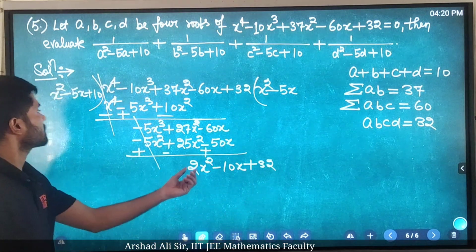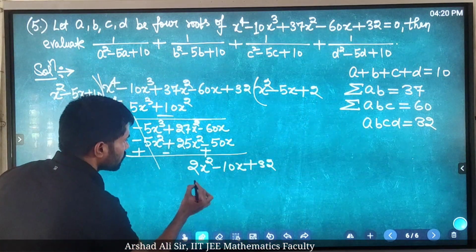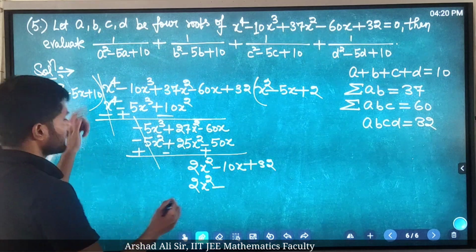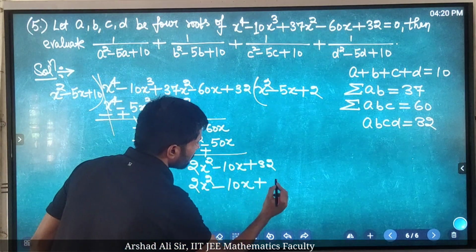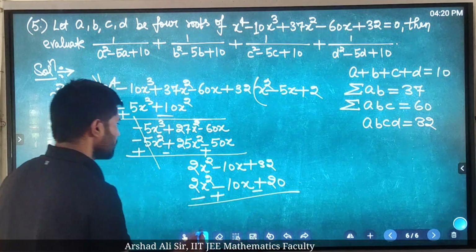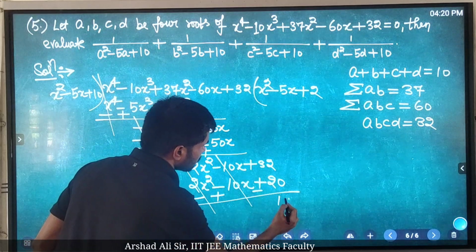This time we need 2x square, we have x square, so we should write only 2. So here 2x square minus 10x plus 20. Change the sign, cancel, and this one also cancels. Here you will get only 12.